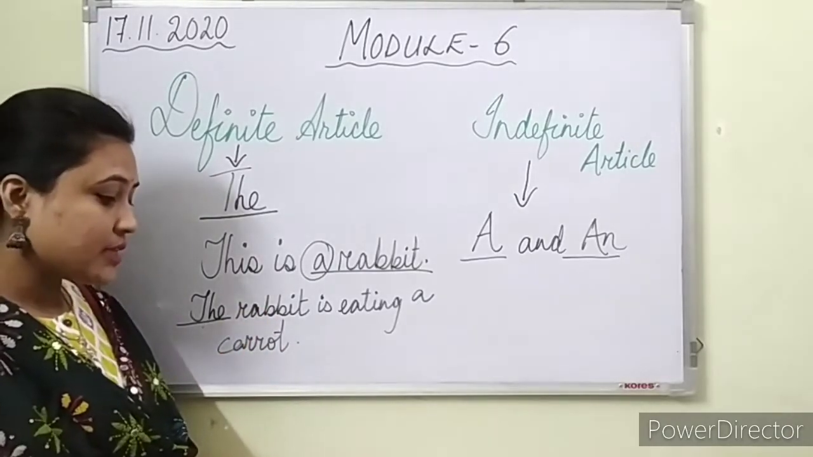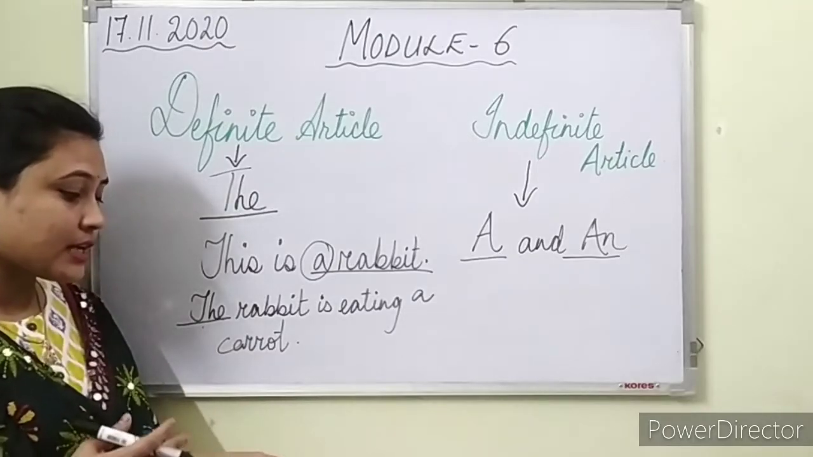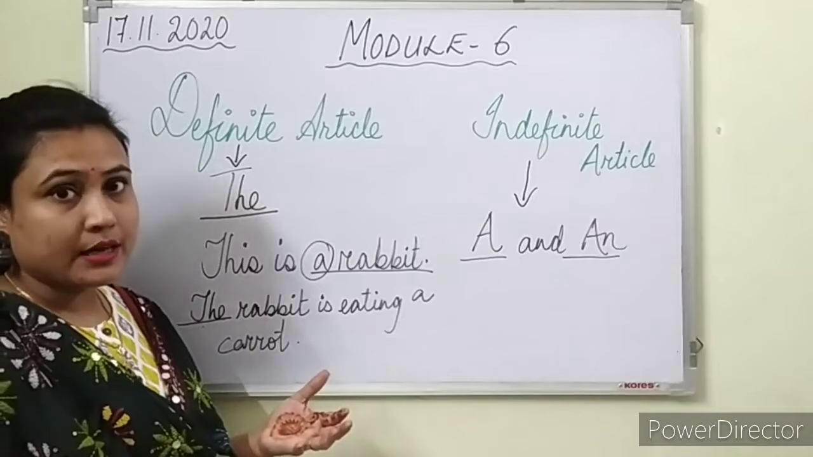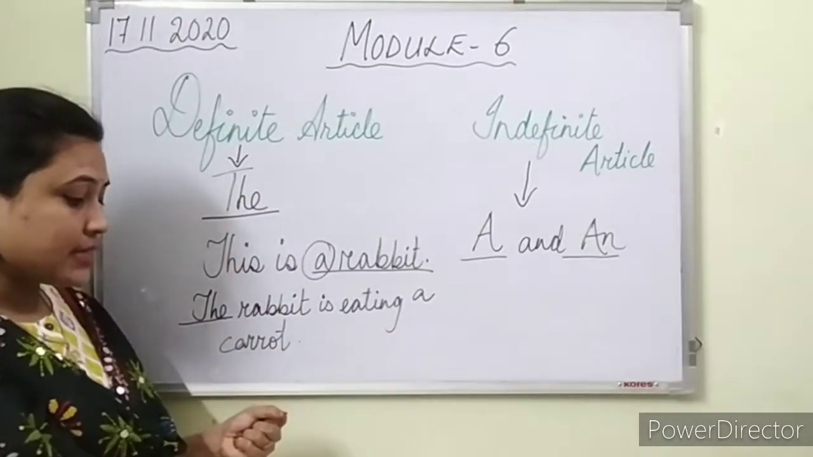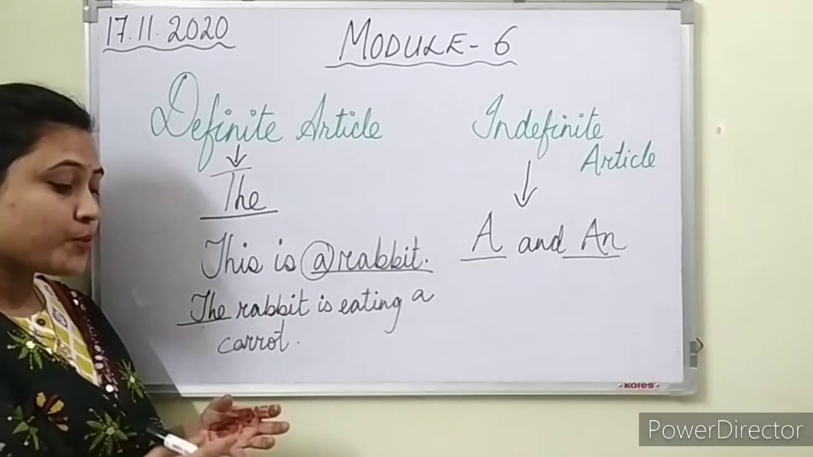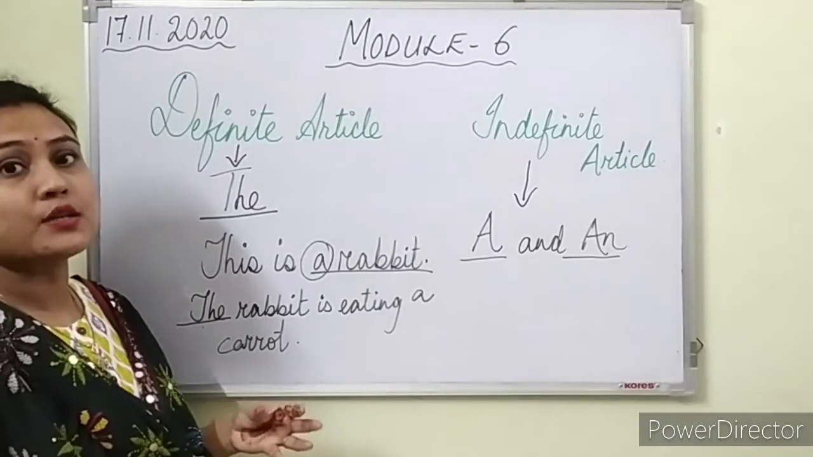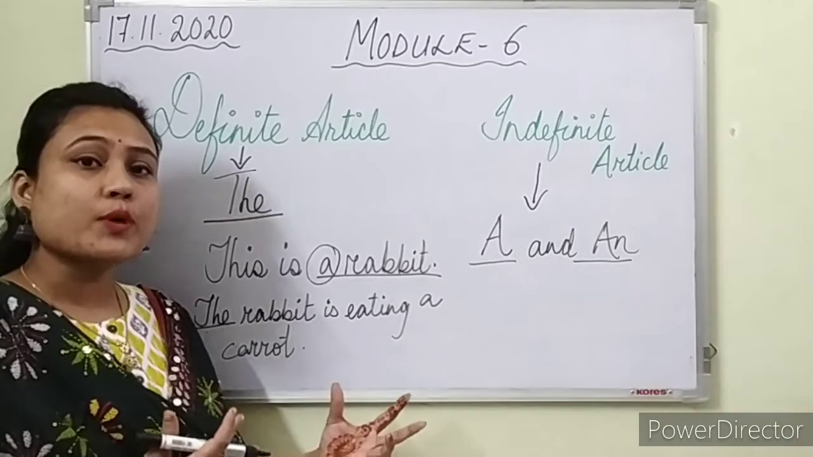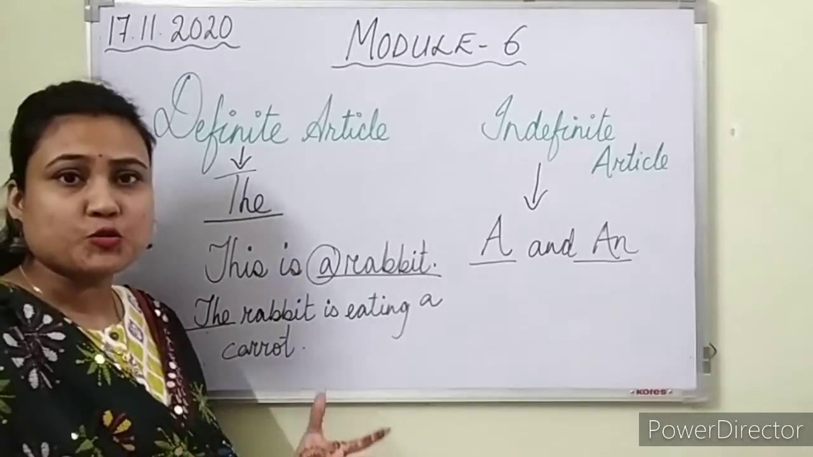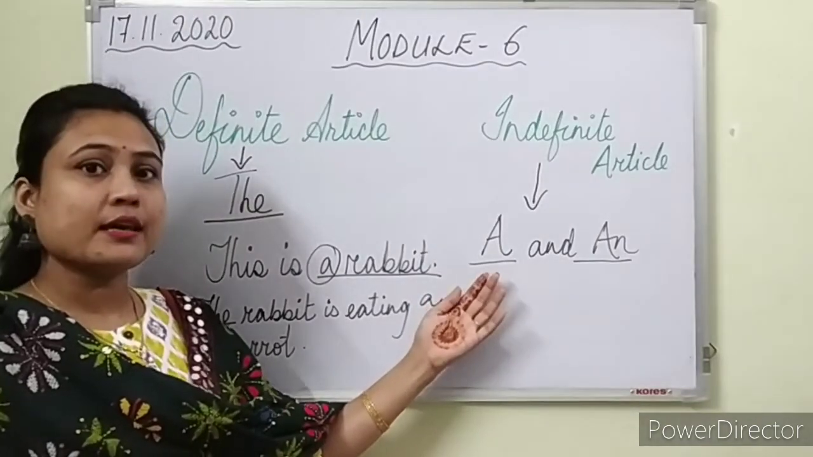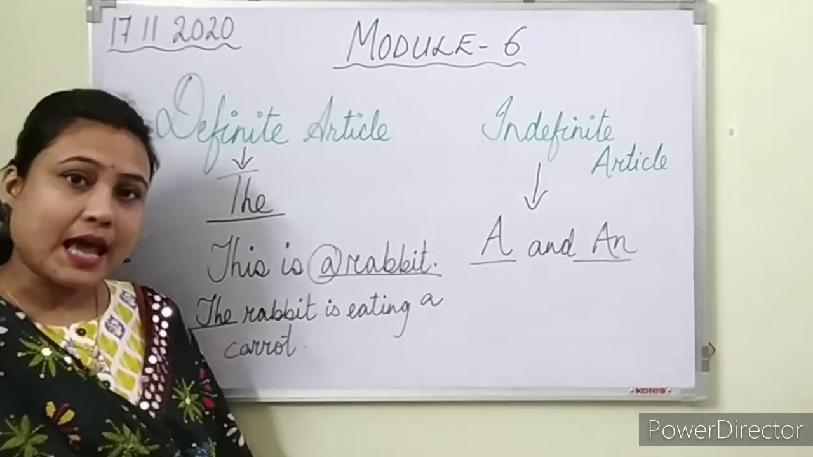Got it? So definite articles are the articles that we use when we speak about the same thing again. If I have to say, the article the is used to speak about something in particular. Got it? What are definite articles? Coming to the indefinite articles, when we speak about something not specific, in those cases we use article a and article an.